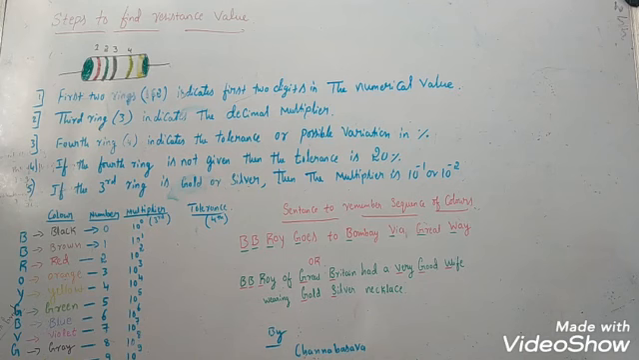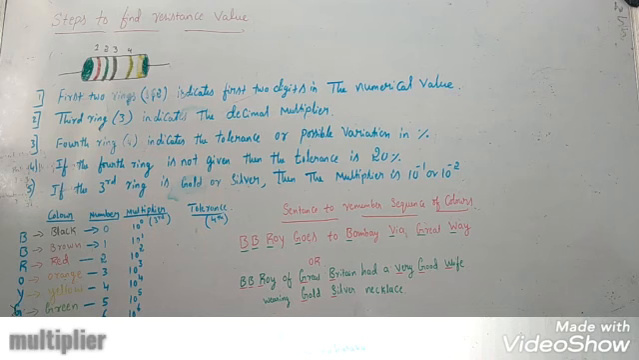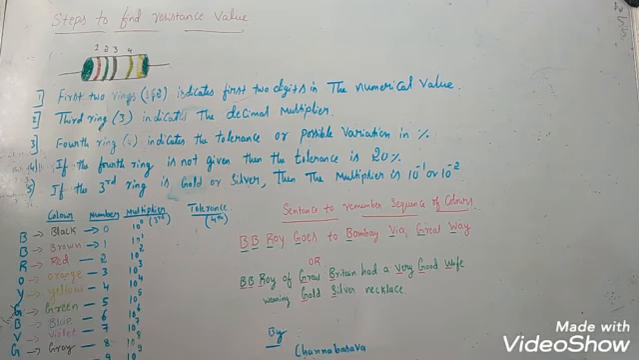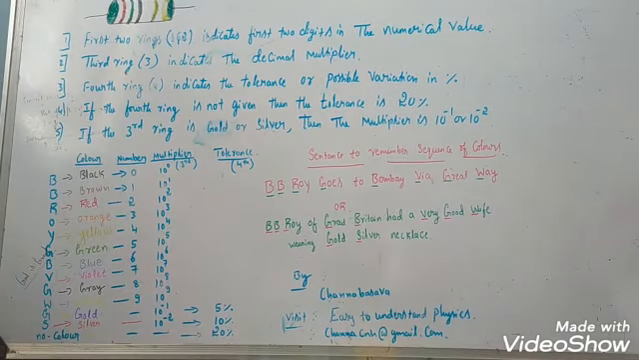If the third ring is gold or silver, then for gold we can write the multiplier as 10 to the power of minus 1, and for silver the multiplier as 10 to the power of minus 2. These are the steps to find the resistance value.